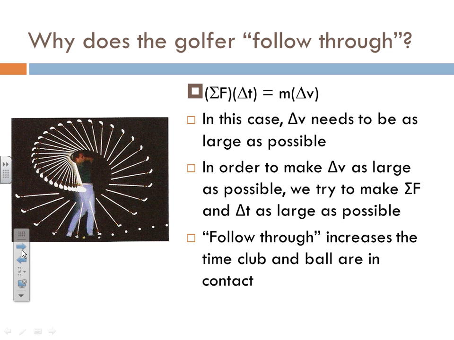So in this case, we're trying to make delta V as big as possible. So in order to do that, we want to apply a big force, right? That's why we swing the club hard, or the bat, or, you know, when you're throwing something, right, you get stronger. But that technique allows you to remain in contact with that object longer, so we increase the impulse. Good there.